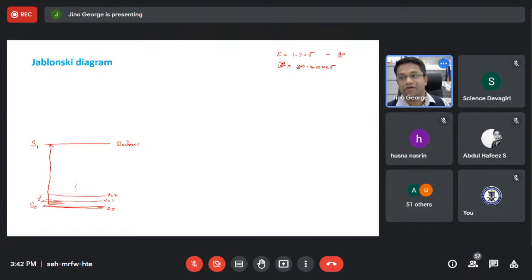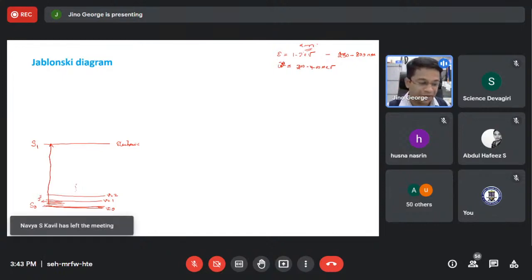So maybe you can think about 250 to 800 nanometer. Many scales. This is in energy, in electron volt, right? And it can be in joule. You can write it in wavelength. You can write it in frequency, whichever way you want, in wave numbers or so forth.